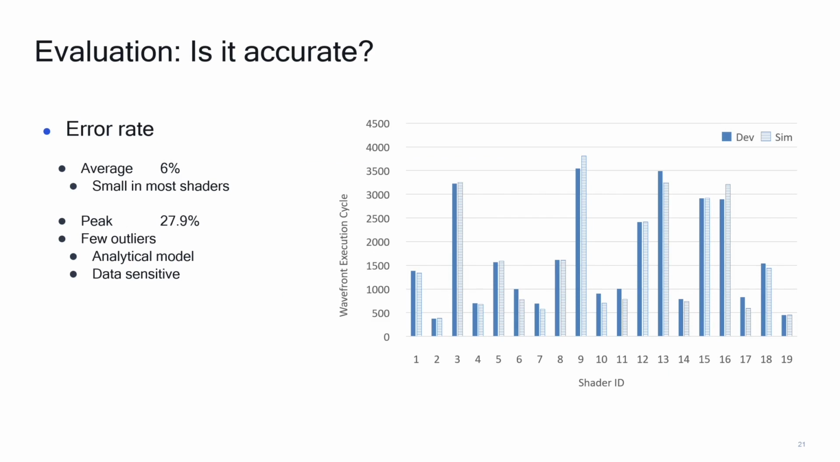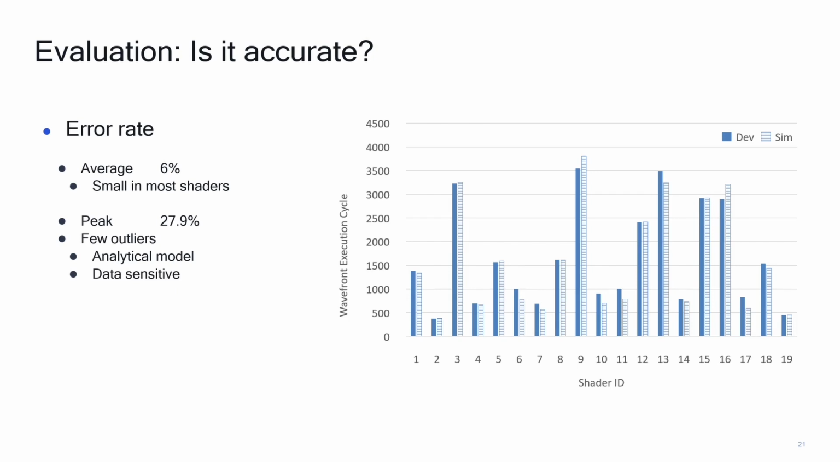The next question is on accuracy. We compare the on-device measurement versus simulation on wavefront execution cycles. In this figure, the x-axis is the shader ID, and the y-axis is the wavefront execution cycle. As you can see, simulation cycles are pretty close to on-device measurements.